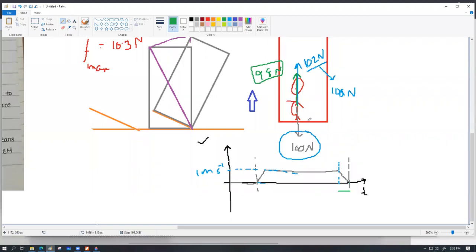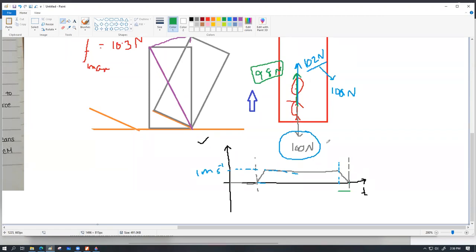Sir, can you explain the deceleration part again? Yeah, I'll explain the deceleration part again. The idea is for the acceleration, the upward force has to be bigger than the downward force. So when the lift wanted me to accelerate along with the lift box, it had to give me a force that is slightly bigger than my weight. So let's say then the force was 102 newton.